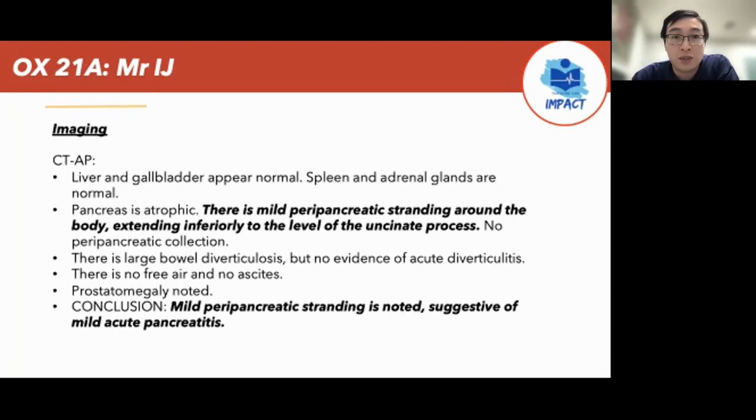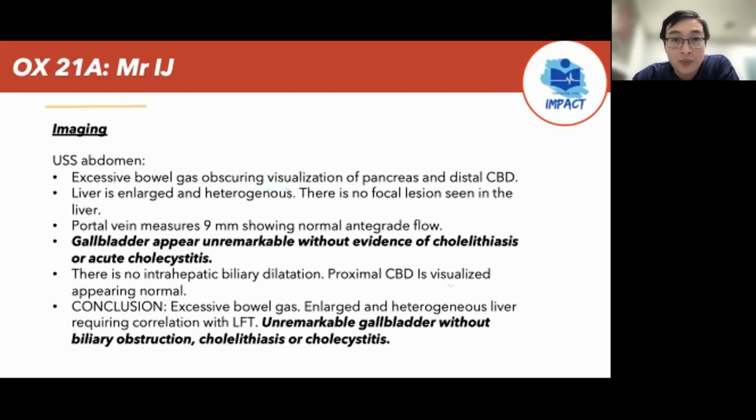Anyway, as someone suggested, we did order a CTAP. Yeah, we'll talk about causes of pancreatitis in a second. But CTAP, this is a report: peripancreatic stranding around the body, extending inferiorly to the level of the uncinate process. So pretty much confirms our suspicion that this is acute pancreatitis. And we just went through the causes. The most common cause is gallstones, second most common cause is alcohol, and there are others as well, weird and wonderful, that we can investigate.